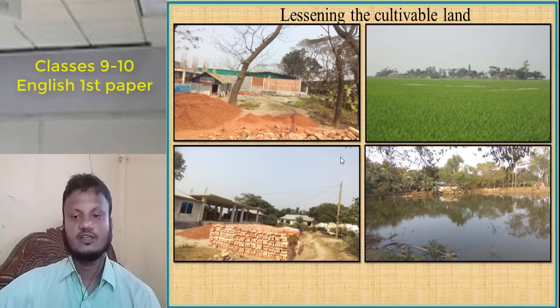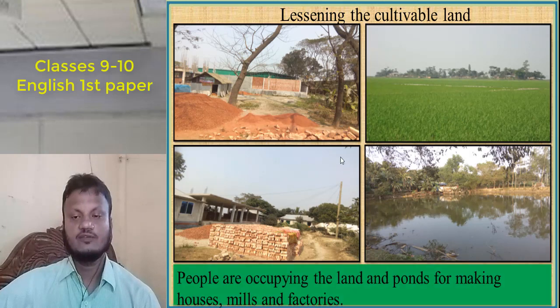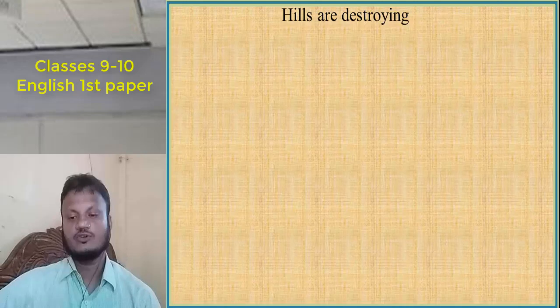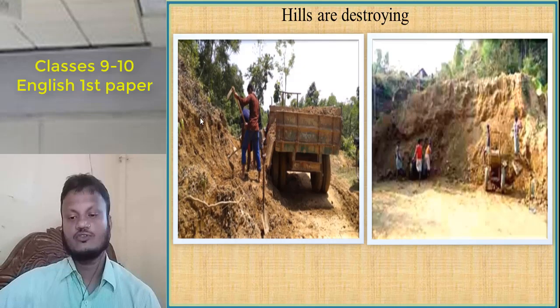People are occupying the land and ponds for making houses, mills and factories. Okay, and on the other hand, our hills are being cut to carry soil to make the houses for us.